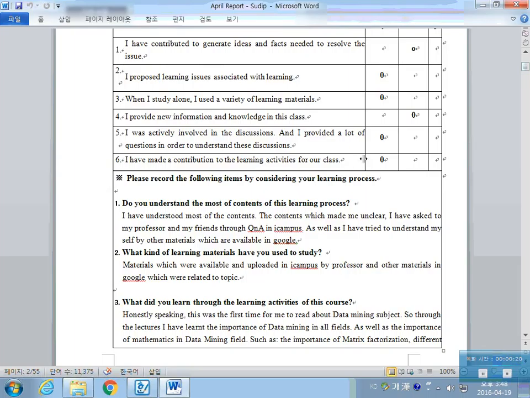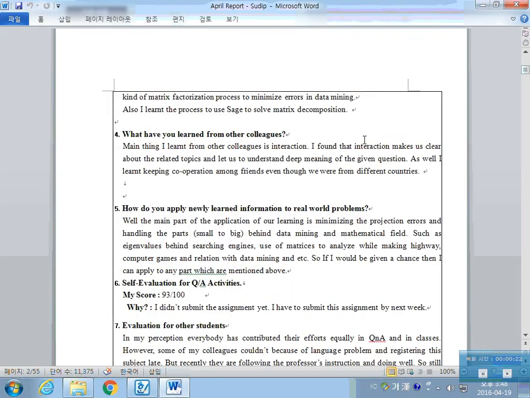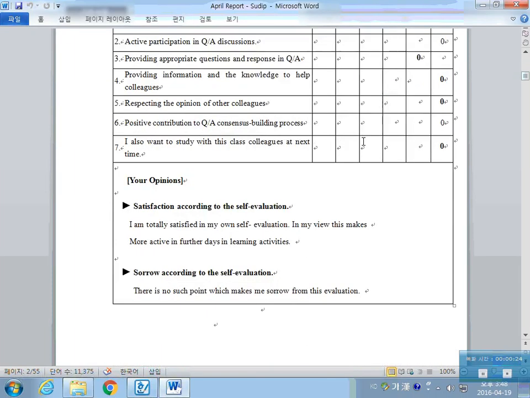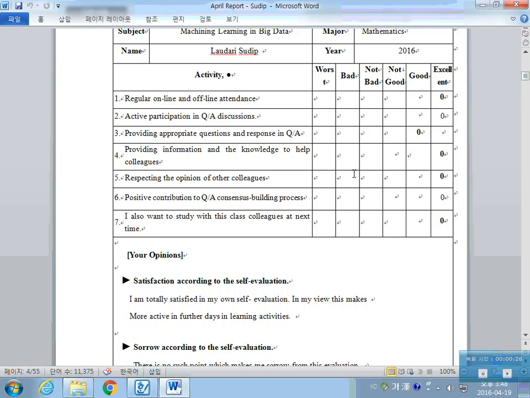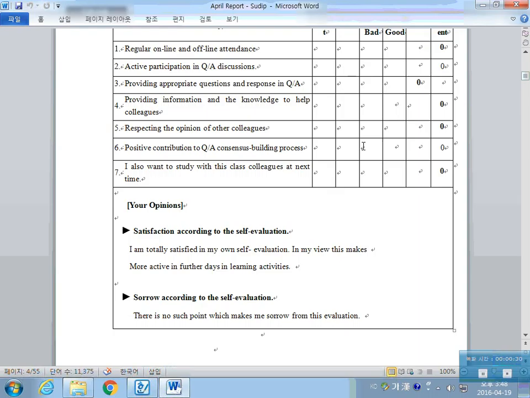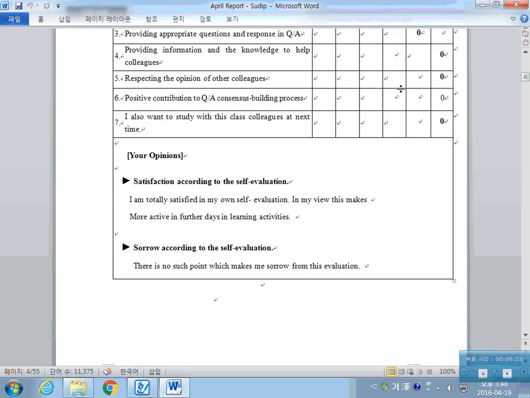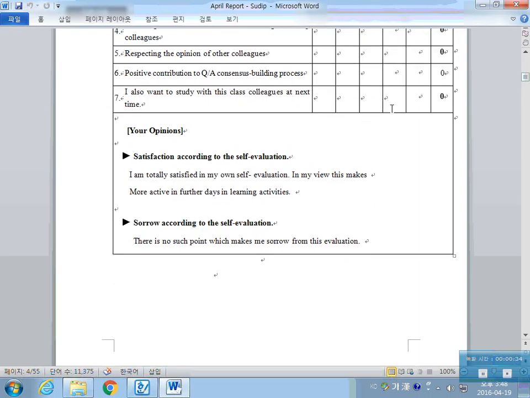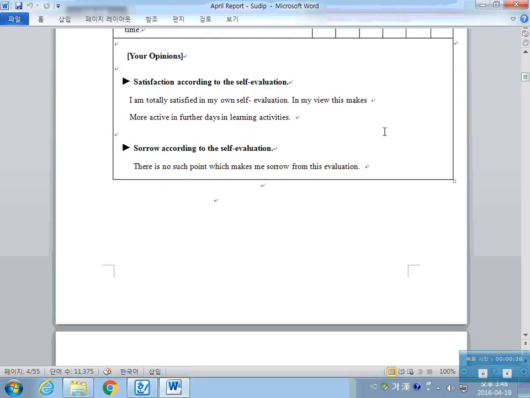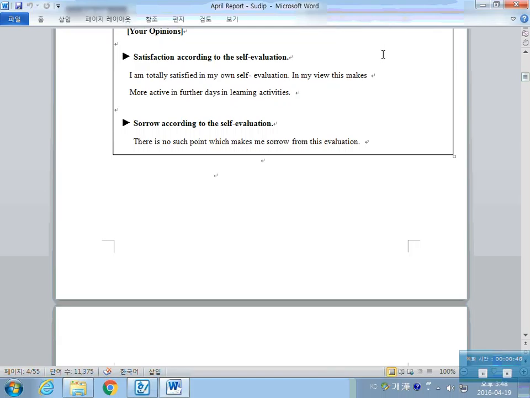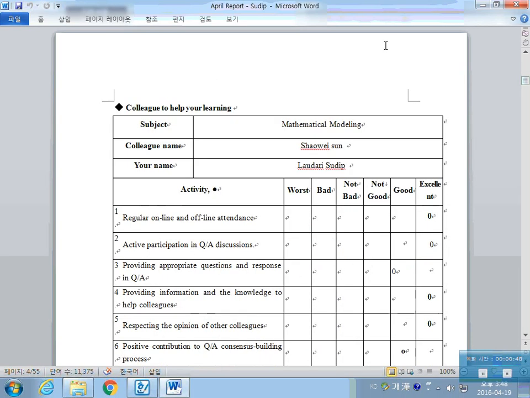The first part is just my perception, so I would like to skip it. About satisfaction: I'm satisfied with this PBL report because it helps me a lot to go back over what we learned and what we did. I could revise everything, and that's why I'm satisfied.